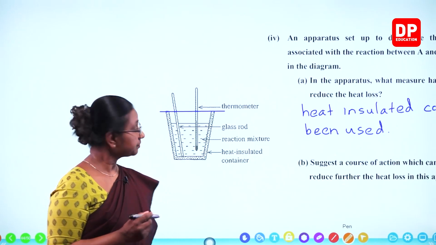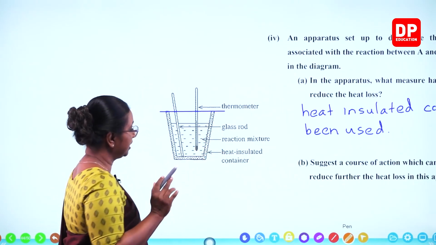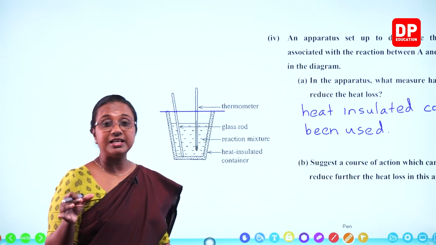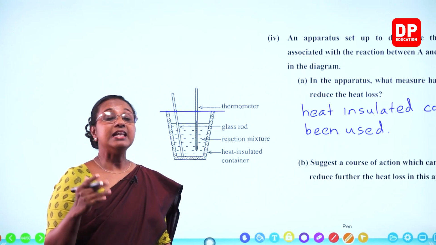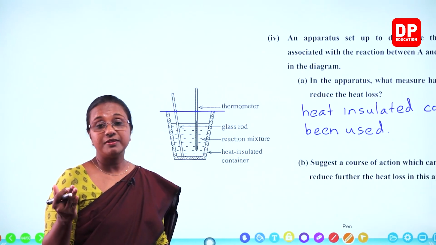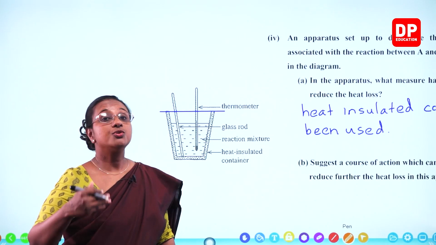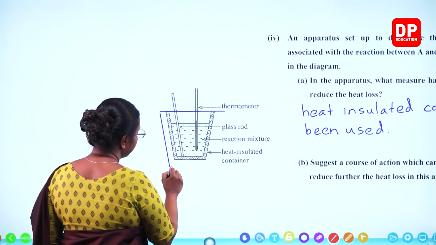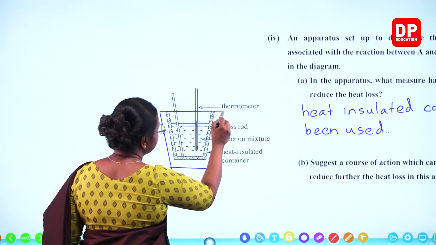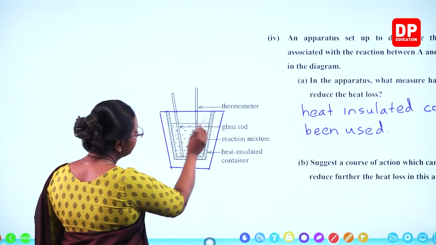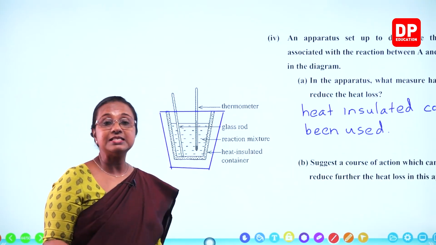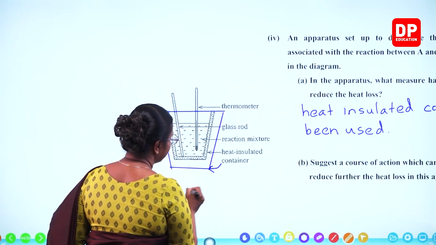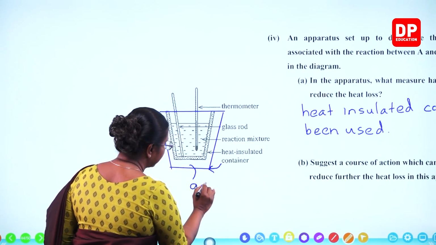Another method. Now here, by conduction, the heat loss is prevented, but if this particular insulated container is thin, then there can be some small amount of heat lost to the environment. So to further prevent that, what can we do? We can use a nested cup. That is, you can place one insulated container inside the other. So in between, this is also an insulated container. In between there is air.